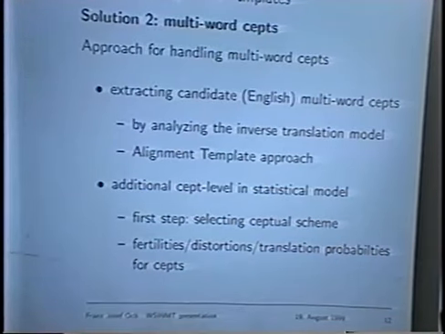And then it's necessary to extend the statistical models to include an additional sept level, where in the first step it is decided which English words should be grouped into bigger units, and then it's not the words that have all these fertilities, distortions, and translation probabilities, but the septs.